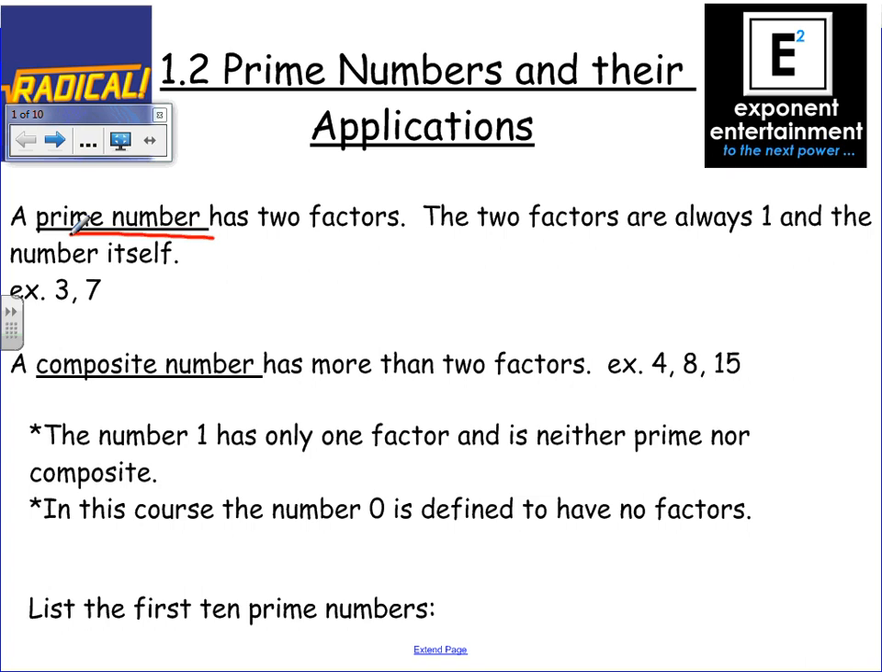So, in your groups, list the first 10 prime numbers real quick. The first 10. So the first one is 2. 1 is not a prime number, but 2 is a prime number because it's divisible by 2 and 1, and that's it. Let's figure out the next 9.